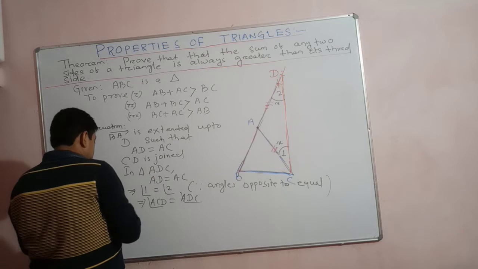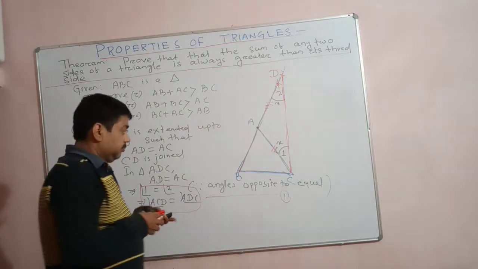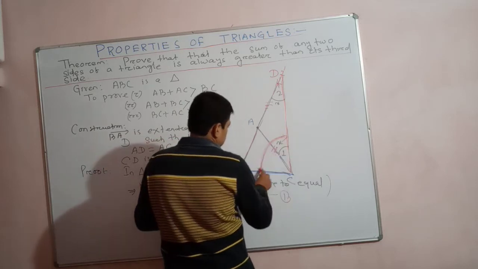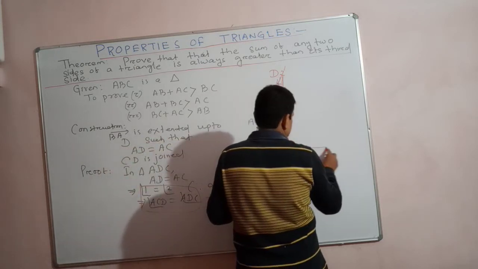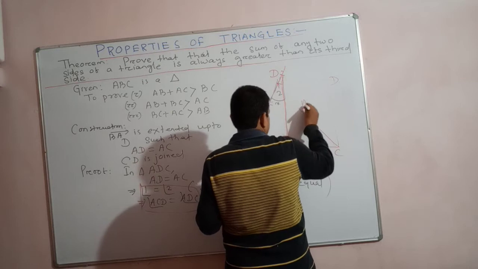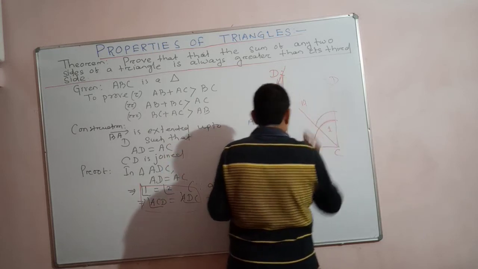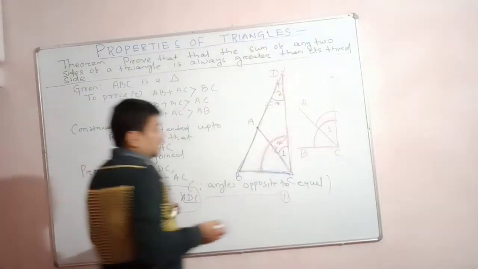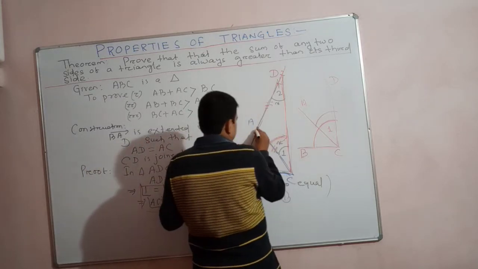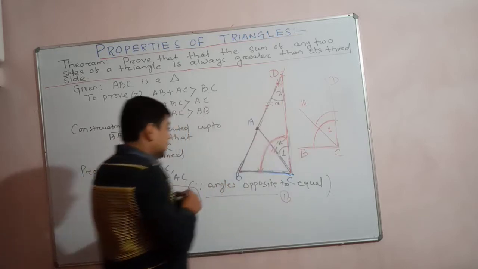This is one of the concepts, and we have proved it; this is number one. Now, students, look at the whole angle BCD, where B, C and D are the points, and CA is the divider. So angle 1 is a part of angle BCD, and because A is an interior point, angle BCD must be greater than angle ACD. Is it clear?